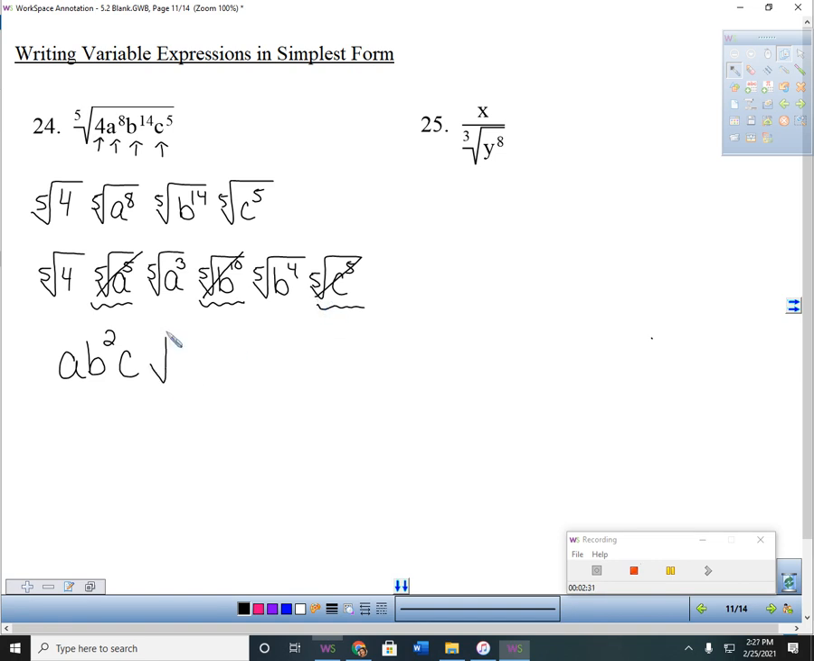Now, the rest of them all get multiplied underneath the root. So you have 4 times a to the 3rd times b to the 4th. And now you have fully simplified that.